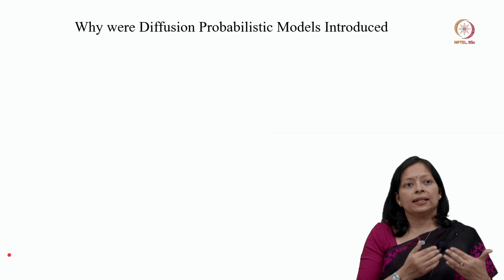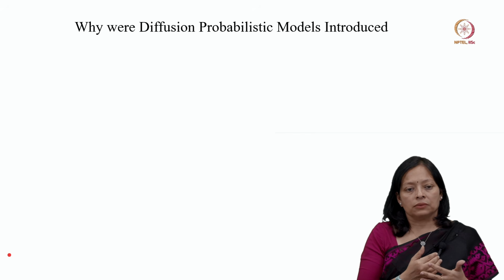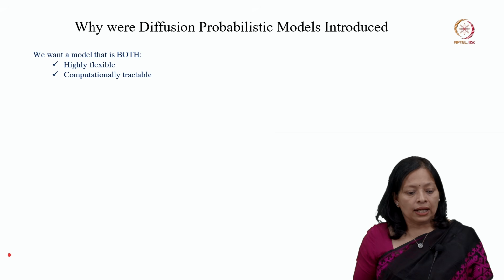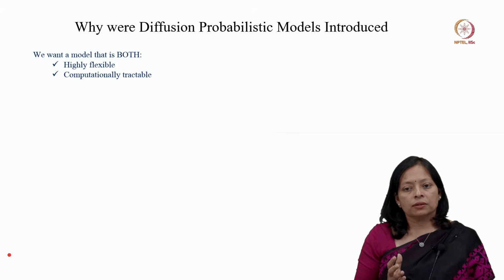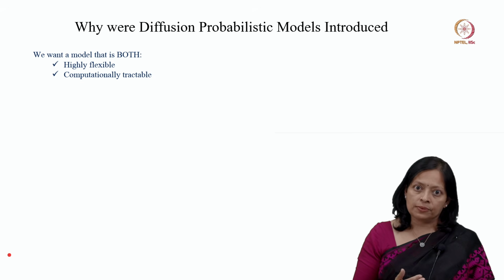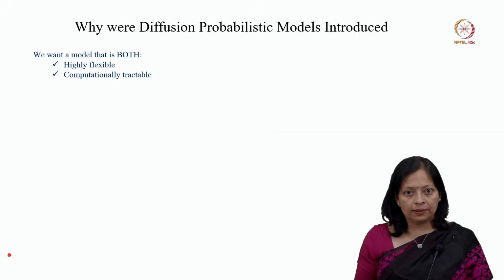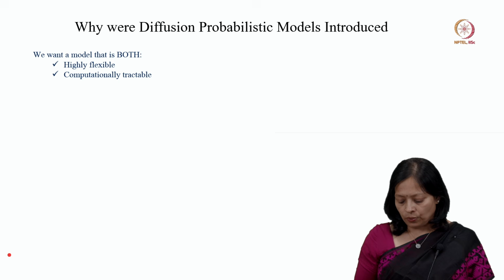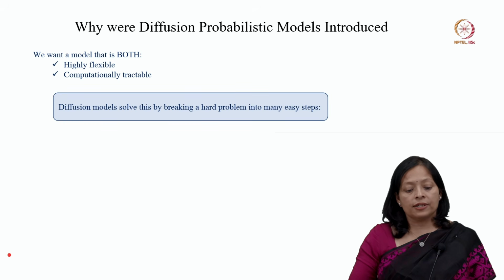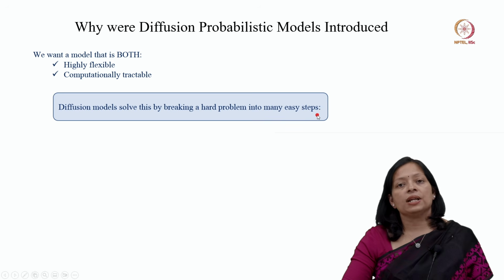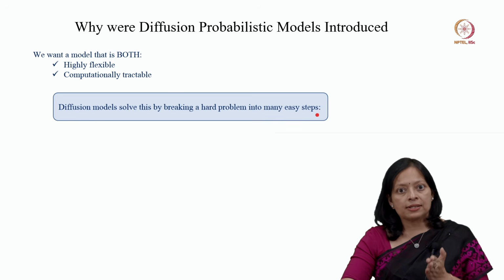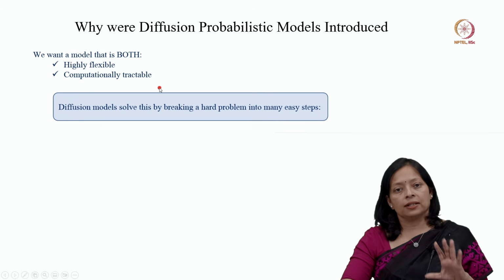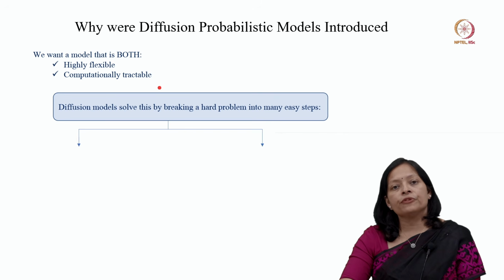As I was saying, there can be tractable or intractable problems, or they can be expressive or non-expressive. Now, we want a model which is both flexible, that is, able to handle complex data, and at the same time computationally tractable. So, we wanted both these things, and diffusion models solve this by breaking hard problems into many easy steps. So, diffusion models came into the picture which gave both of these, that is, highly flexible as well as computationally tractable.